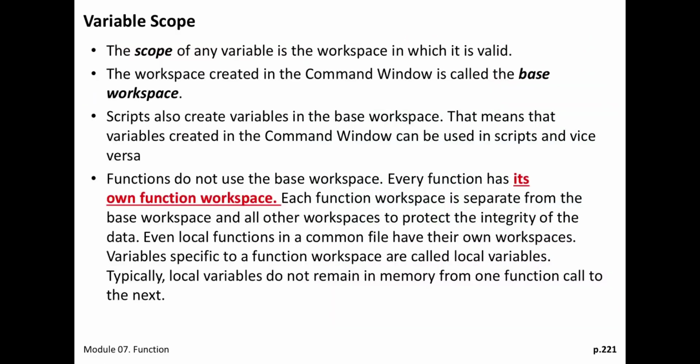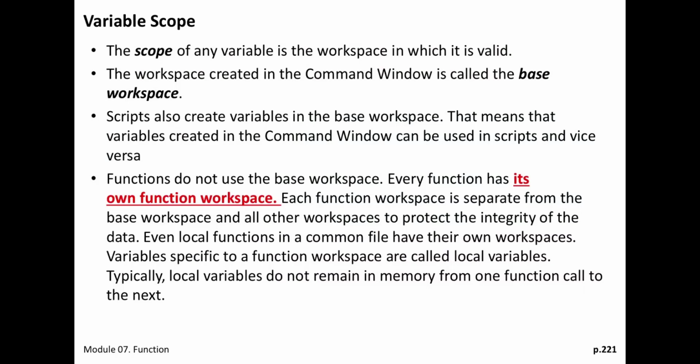Variable scope is the workspace in which a variable is valid. A script uses the base workspace and stores values in the base workspace. However, each function, a local function or a function defined in another file, does not use the base workspace, and every function has its own function workspace. The base workspace and the function workspace are separate spaces. They do not share any variables. That's important. So the scope of a variable is limited to each workspace.